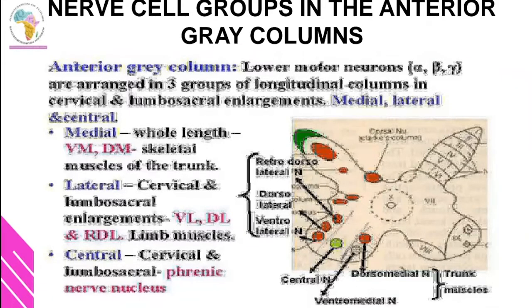Then the lateral nuclei, which are located in the cervical and the lumbosacral enlargements, are further divided into the retrodorsal lateral nuclei, the dorsolateral nuclei, and the ventrolateral nucleus. And these are involved in the contraction of what? The limb muscles.